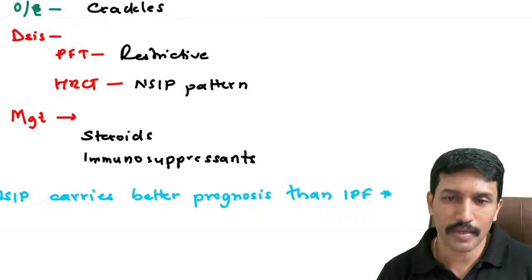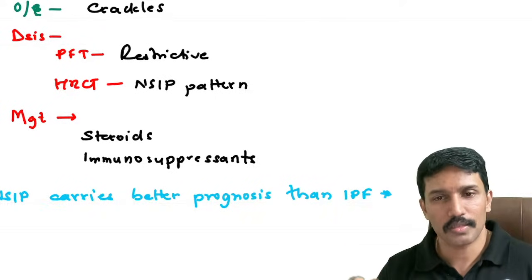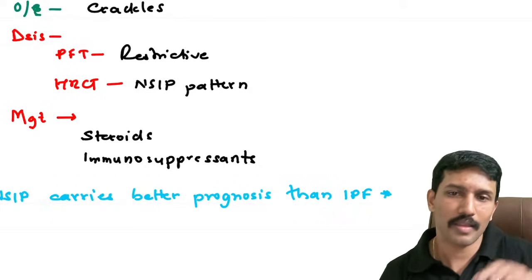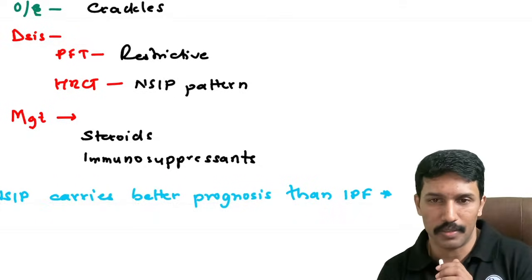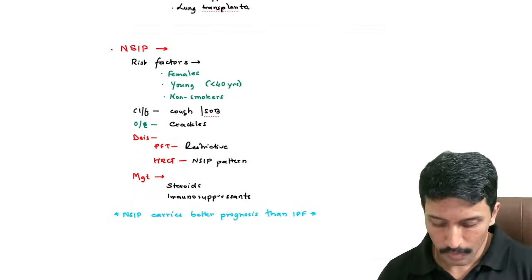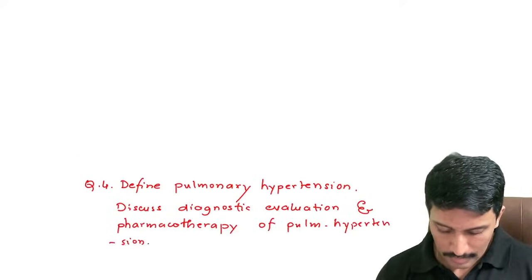Similarly, if I get an opacity on the HRCT which is not fully opaque, where opaque means fully white, and neither is it fully dark, but somewhere in between, such opacities are called ground glass opacities. Okay, so that is about the ILD.